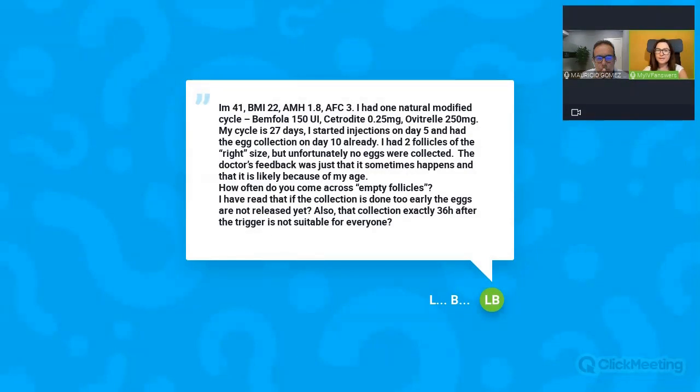I have read that if the collection is done too early, the eggs are not released yet. Also, that collection exactly 36 hours after the trigger is not suitable for everyone.